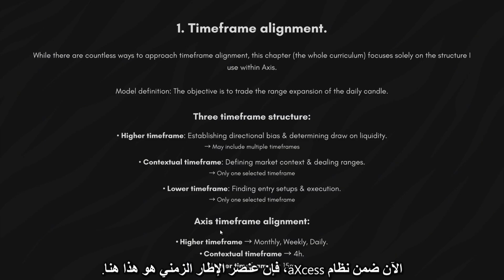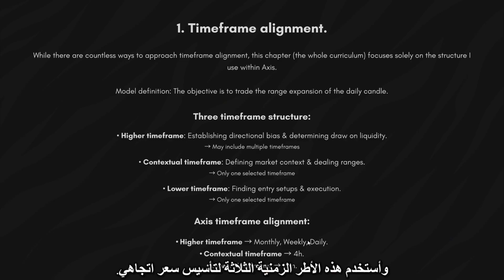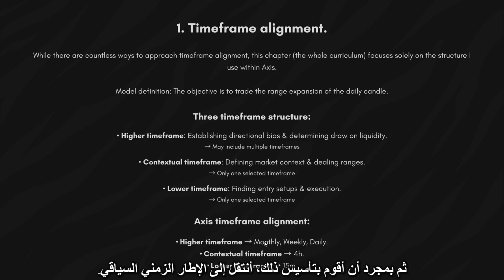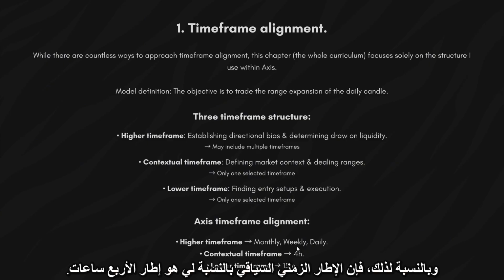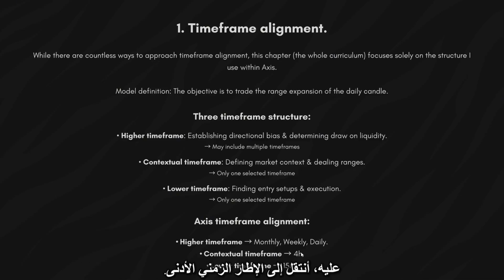Now, within the access system, the time frame elements is this right here. For the higher time frame, I use the monthly, the weekly, and the daily time frames, right? And I use these 3 time frames to establish a directional bias. Then once I've established that, I move on to the contextual time frame, which for me is the 4 hour time frame. And once the purpose has been done on the 4 hour time frame, I move to the lower time frame. And for us, that is the 15-minute time frame.